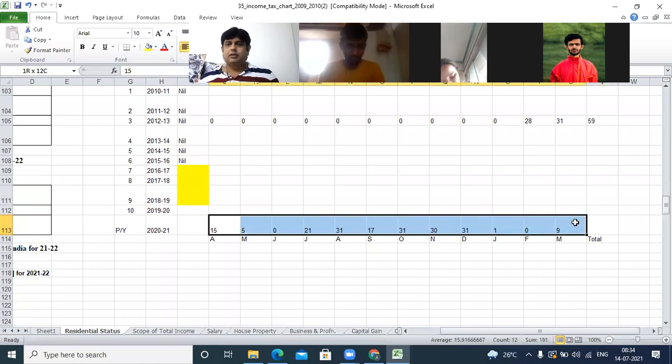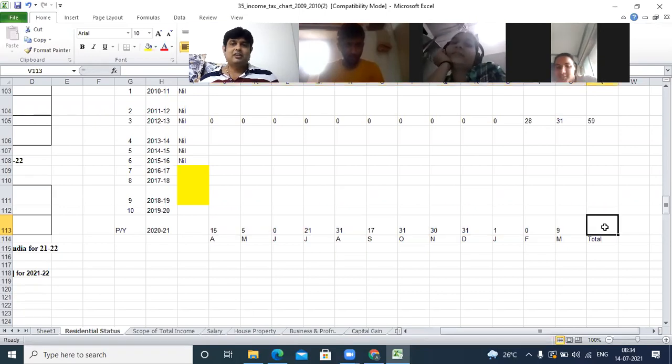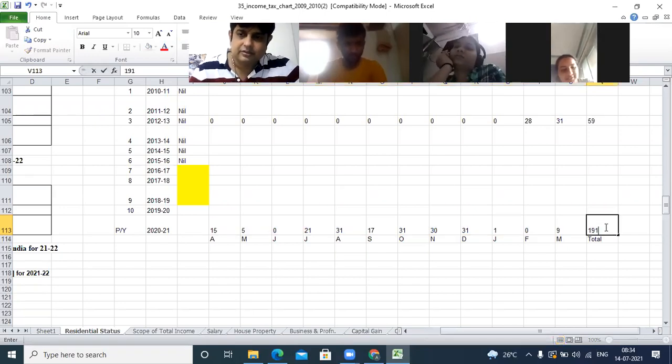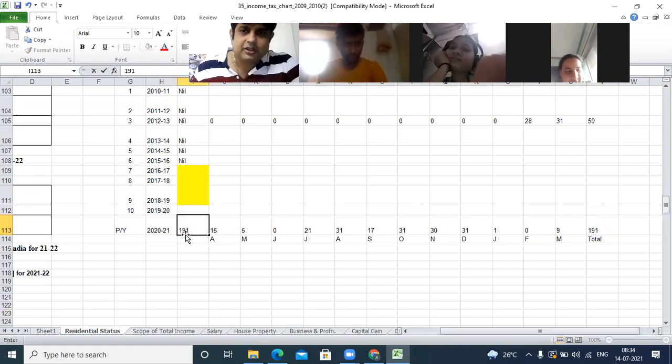Now you have realized how complicated this could be. How many days? 191. हो गया। अभी इतना मगजमारी करके क्या मिला अपने को? नंबर ऑफ डेज ड्यूरिंग प्रीवियस ईयर। यस ना?